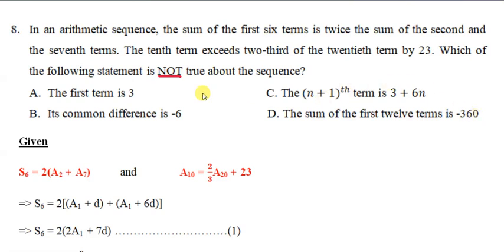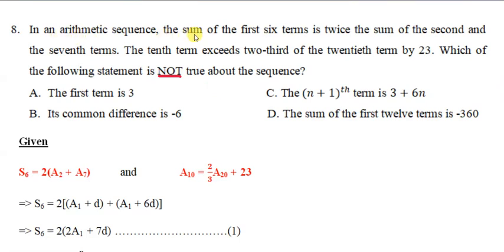Now observe these two. Let us compare B and C. If our common difference is -6, then the n plus 1th term cannot be 3 plus 6n. It must be equal to 3 minus 6n. Therefore, one of the two must be not true. Okay, let us see anyway.